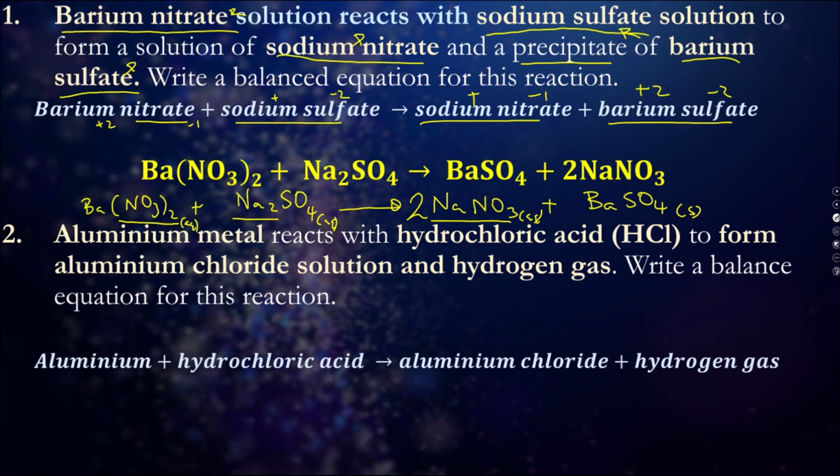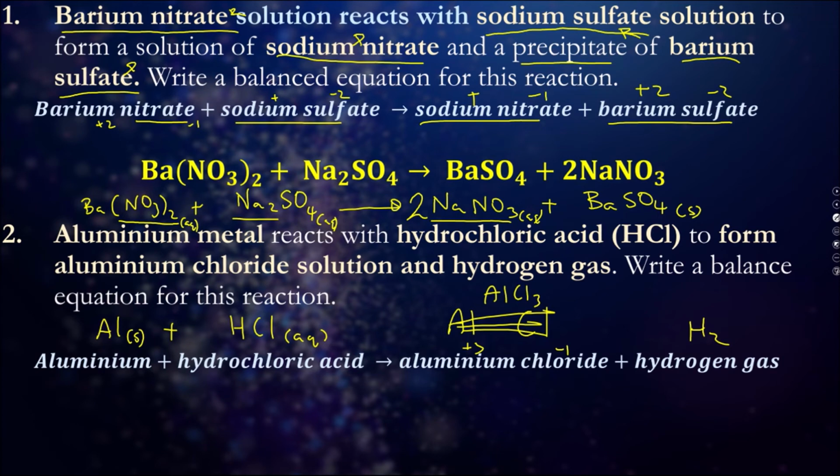We go down to 2. We work out that it's aluminium plus hydrochloric acid equals aluminium chloride and hydrogen gas. Hydrogen gas is H2, it's diatomic. Aluminium by itself is a solid. Hydrochloric acid is aqueous. And then aluminium and chloride. Now chloride is minus 1, aluminium is plus 3. So what we'll have is AlCl3.